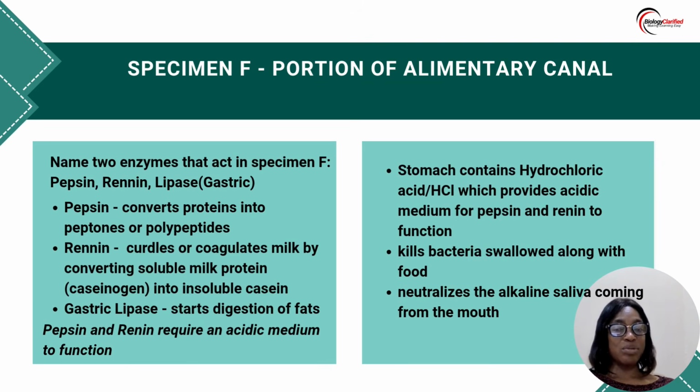But pepsin and renin require an acidic medium to function. Stomach contains hydrochloric acid, HCl, which provides acidic medium for pepsin and renin to function. And one of the things that the hydrochloric acid contained in the stomach does, it kills bacteria that are swallowed along with food. It also helps to neutralize the alkaline saliva or the alkaline food that is coming from the mouth.